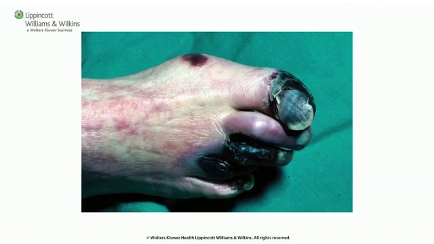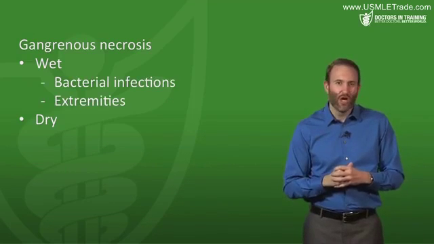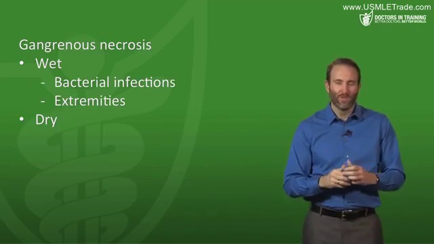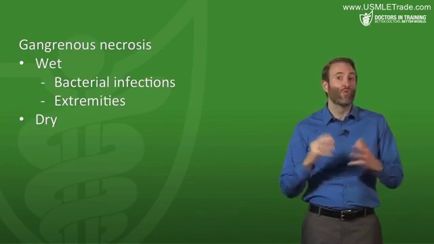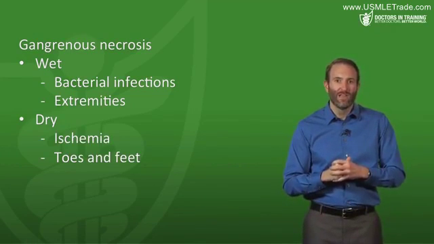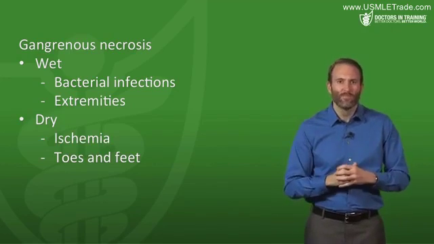That can be either wet or dry. We'll go into great detail of that in a future lecture. The wet version is seen with bacterial infections. It's common in extremities. I always think of Civil War injuries and having to cut off limbs with saws with that type of gangrene. There's also a dry version, and this is seen with ischemia, and it occurs in the toes and the feet. And it's mainly due to arterial occlusion. You'll see those really nasty, like black toes.